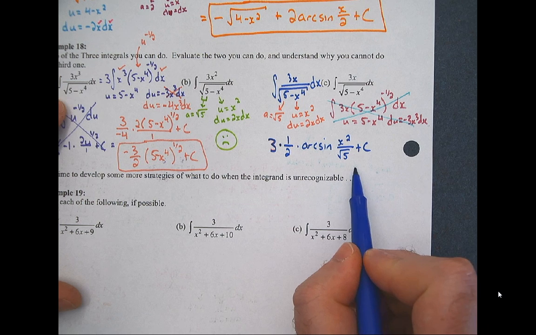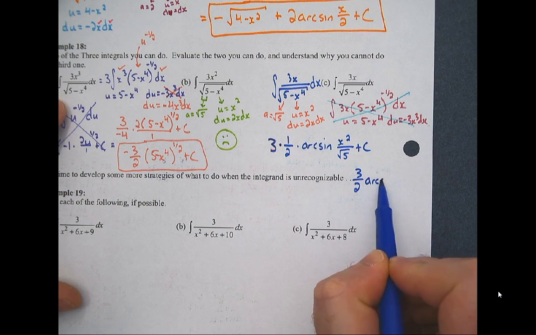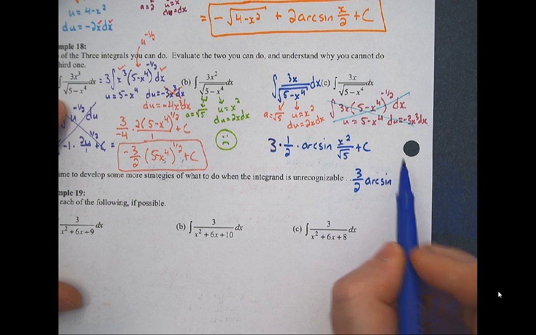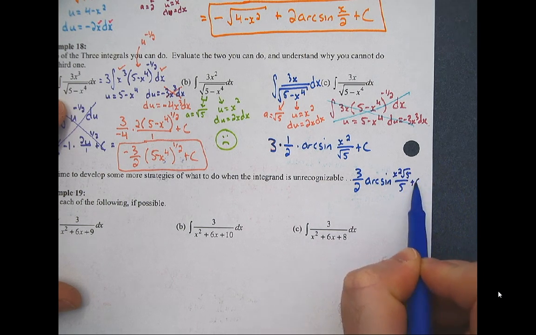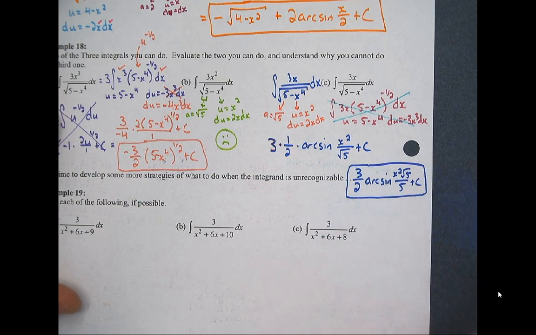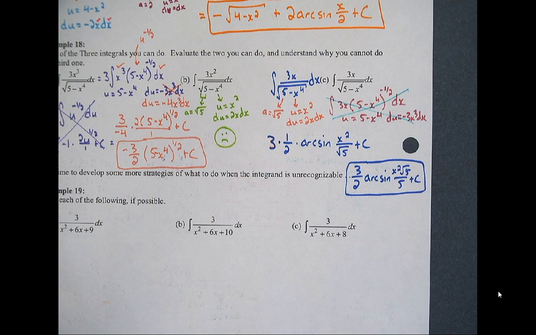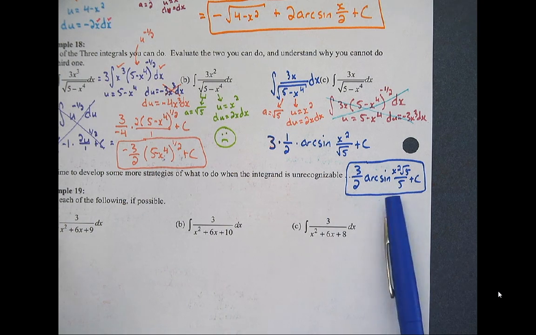How would I clean this up? I would leave this as 3 over 2 arc sine of x squared root 5 over 5 plus c. That's how I would clean it up. I don't know if they would. If this is free response, don't clean it up. I bet you they'd clean it up similar to that.